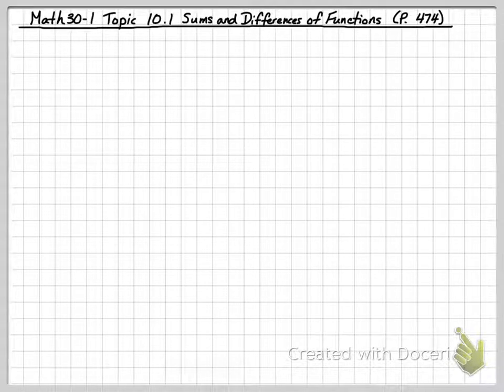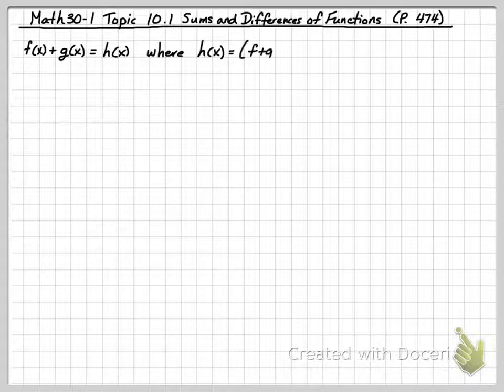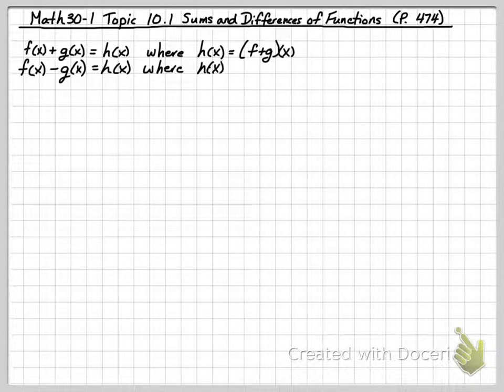Today in Math 30-1, we're looking at topic 10.1, the sums and differences of functions. If we look at adding two functions, f of x and g of x, we're going to call it a new function, h of x, where h of x is written as f plus g of x. When we subtract two functions, f of x minus g of x results in a new function, h of x, which we write as f minus g of x.